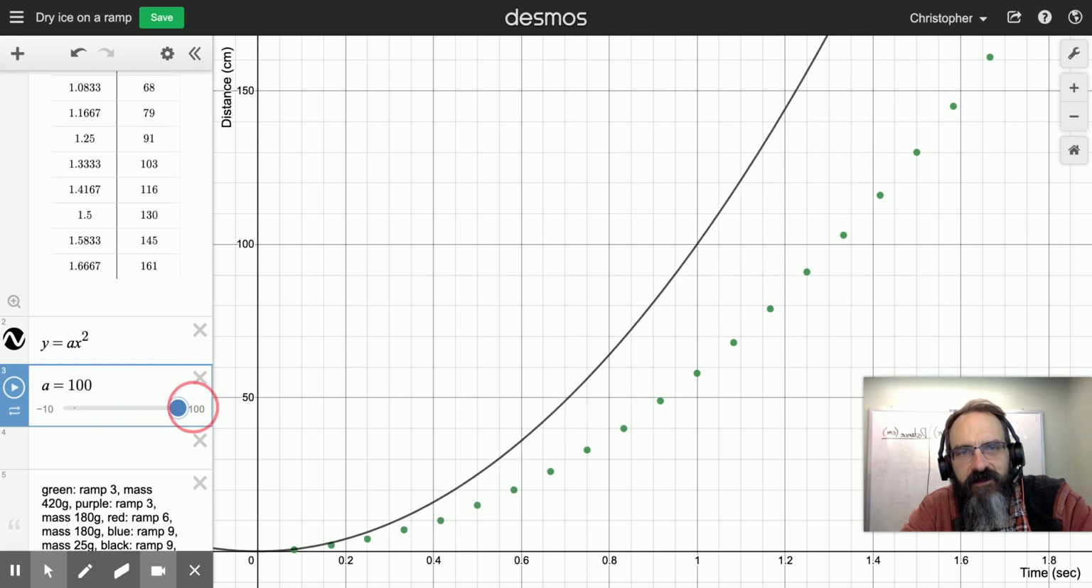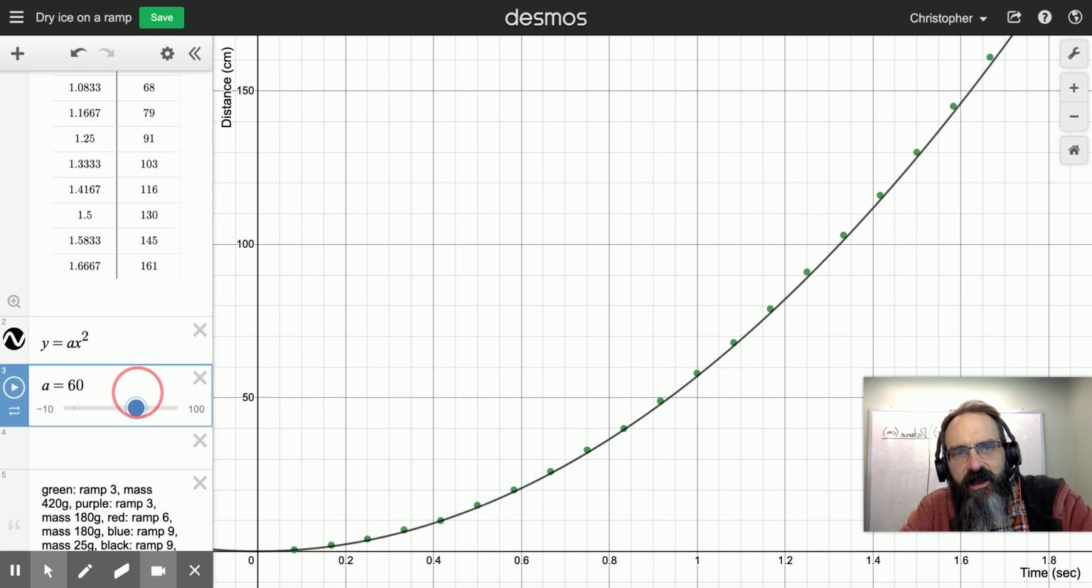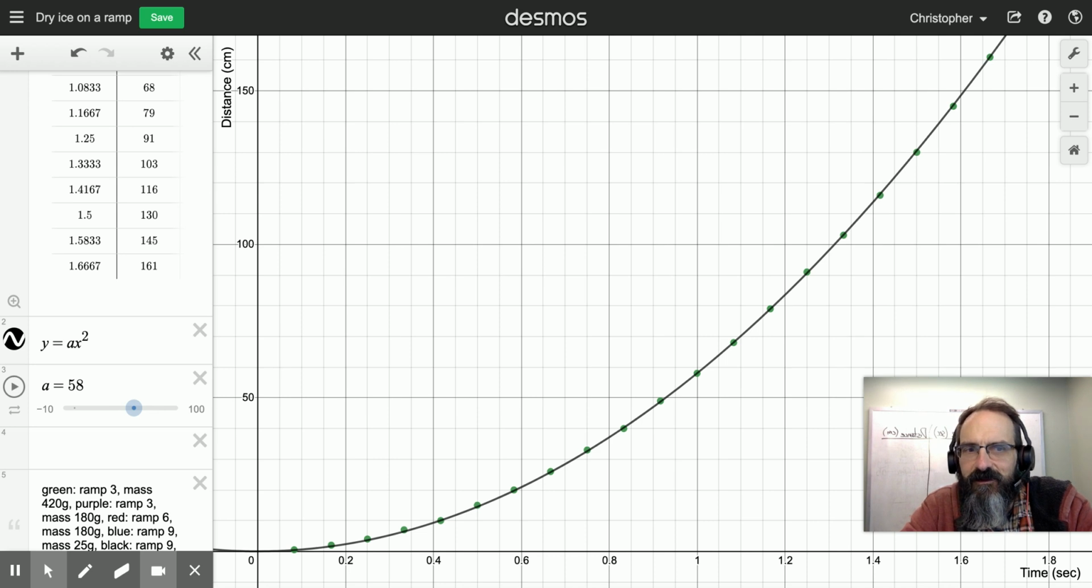Hey, look at that. We can slide right past our data, which is always what we want to do. We want to really be able to slide so we can try to find just that right spot. I think that looks pretty good.